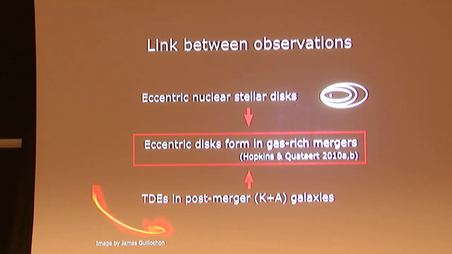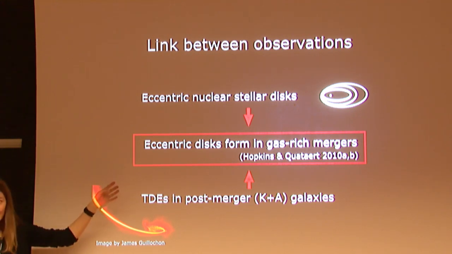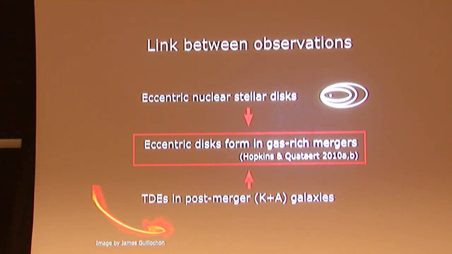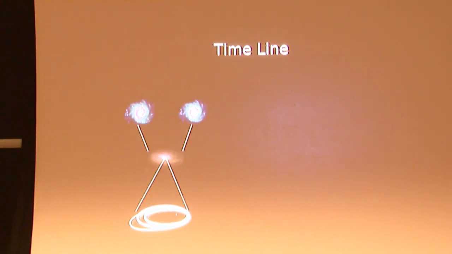It precesses prograde, but it's actually very important to have that scouring out of the core for this to be stable. So if this is true, and a lot of these eccentric nuclear disks actually formed in this way, and K+A galaxies are indeed post-merger galaxies, this would explain why we're seeing so many tidal disruption events coming from these particular types of galaxies. They contain eccentric nuclear disks, and they're very efficient drivers of tidal disruption events.